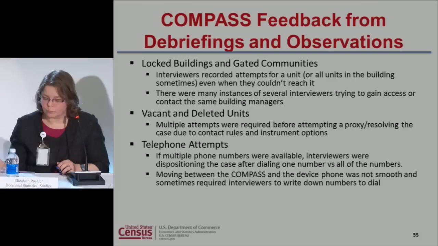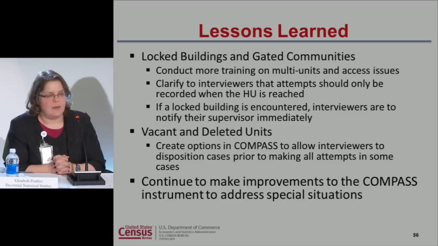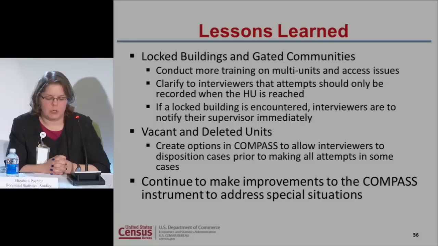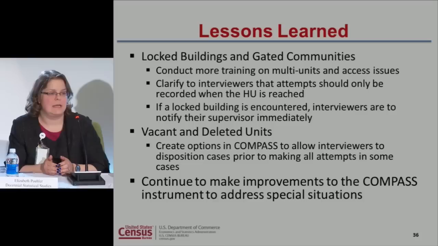So some of the lessons learned from these observations. Based on the observations about the multi-unit and locked building issues, a group of headquarters staff got together in October to work through this issue, and we determined that we do need to conduct more training on multi-units and access issues for the enumerators. We want to clarify to interviewers that attempts should only be recorded when a housing unit is reached. So if the building is locked, they're not to record that as an attempt at the housing unit. But they are to notify their supervisor immediately if they encounter that situation.